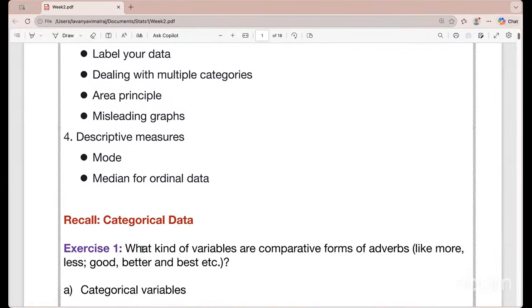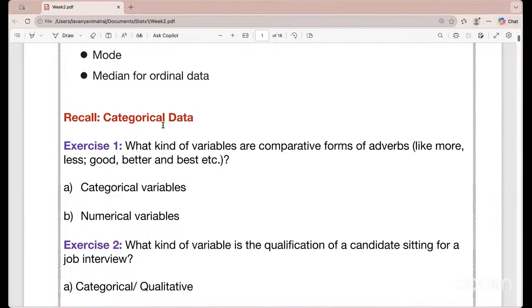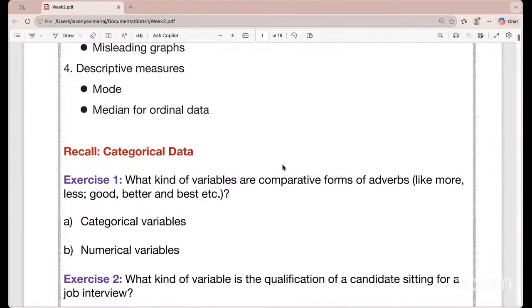So we will quickly recall what categorical data is. Let's see how far you can remember. Here is a quick question. Can you all read this and give me an answer? What kind of variables are these comparative forms? Categorical. Yes, it's categorical. Here you can see more, less, good, better, and best. So this is actually a categorical variable.